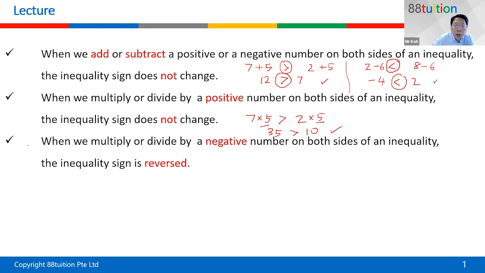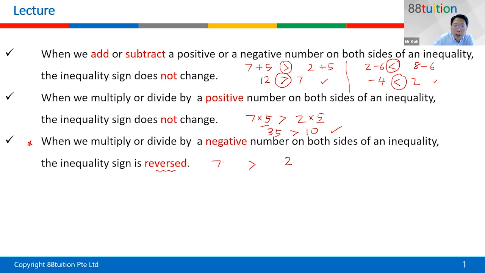Now, this is an important one that I want you to take note. When you multiply or divide by a negative number on both sides of an inequality, the inequality sign is reversed. Okay, that means you need to reverse. Otherwise, it will not be valid. Okay, so what do I mean by that? I still use the same example. Still, I have 7 greater than 2.